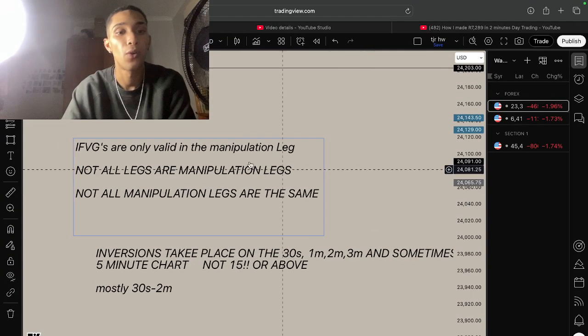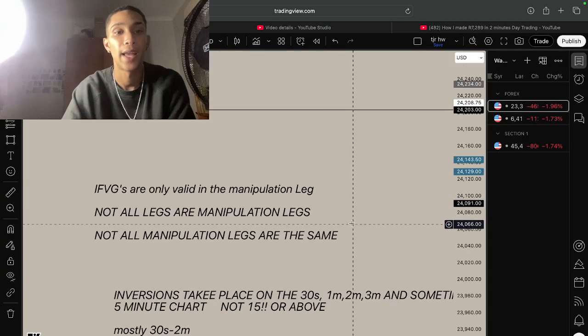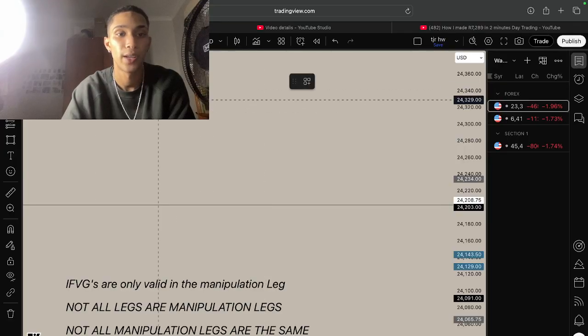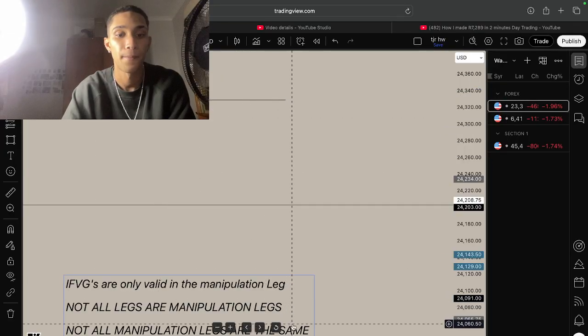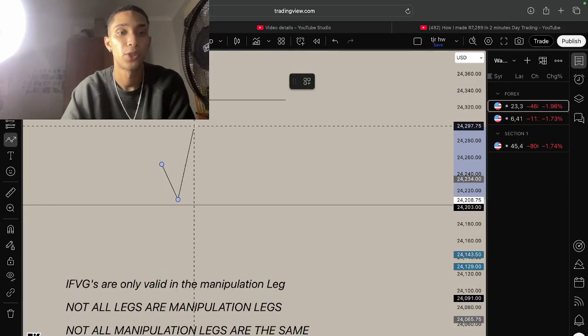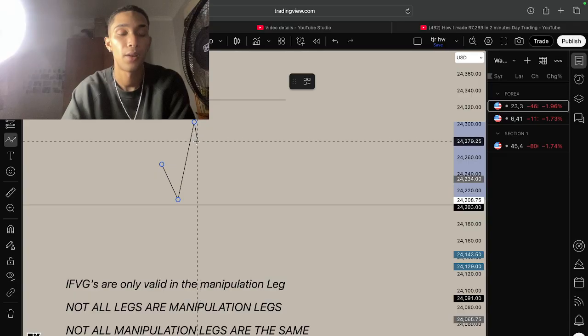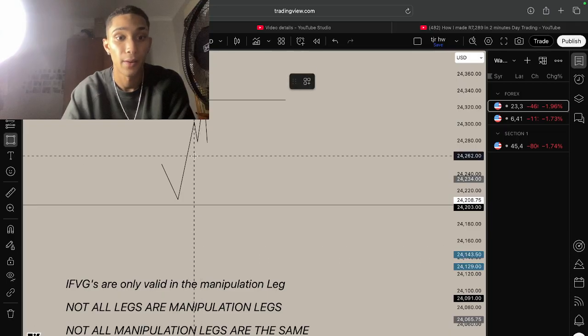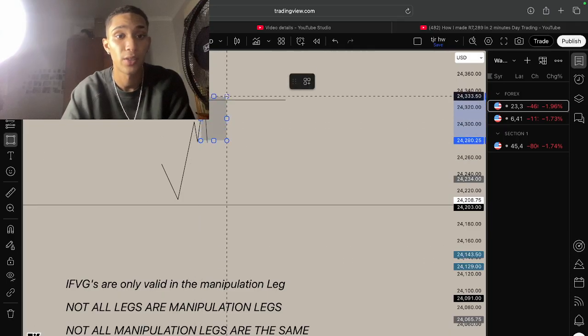Next off, not all legs are manipulation legs. Again, I have a better drawing that I made for you guys, I want to show you guys this. If this is our high, right, and we're moving like this, we push up, come down, and then push up again, right? Here, that was our manipulation leg. This here, this final push into the high.